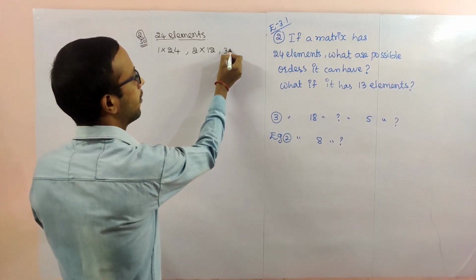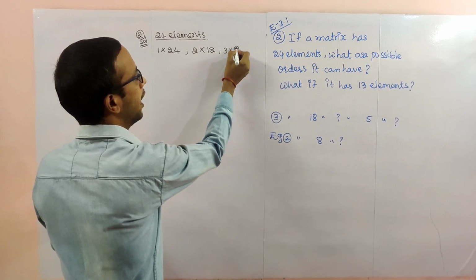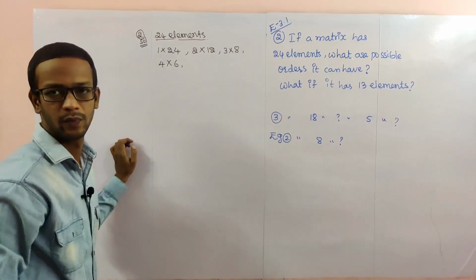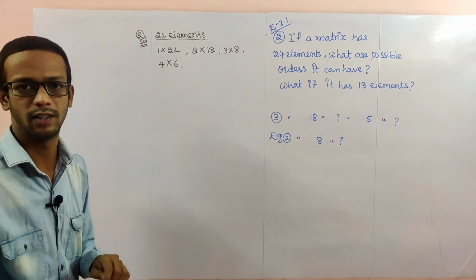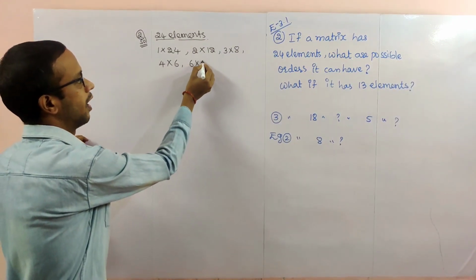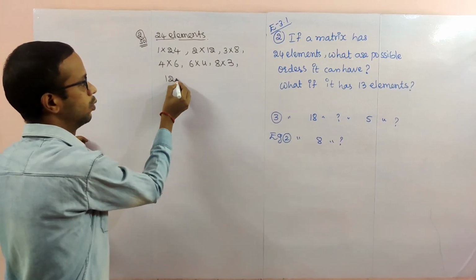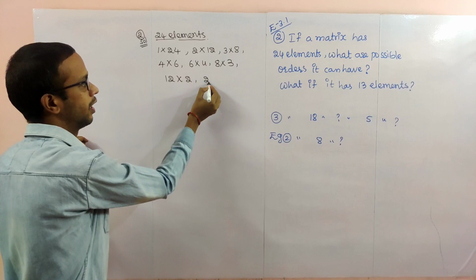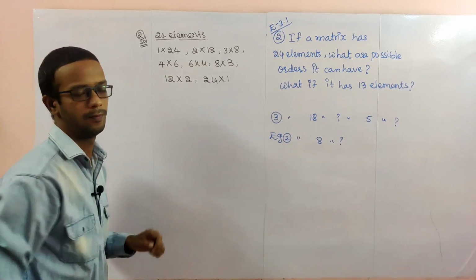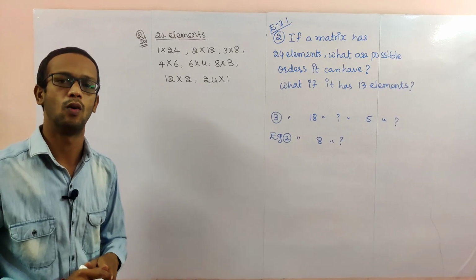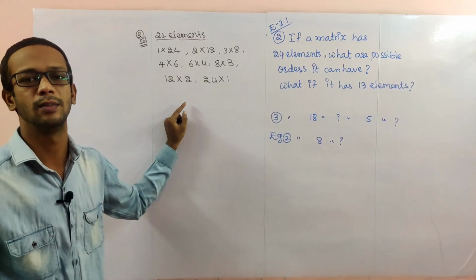Next, 3 into 8. Next, 4 into 6. Next, 5 is not possible. Next, 6 into 4. 8 into 3. 12 into 2. 24 into 1. So these are the total possible orders. This many possible orders are there.